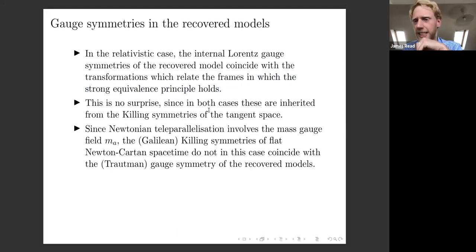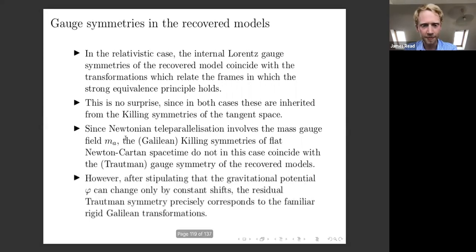In Newtonian gravity, the gauge symmetry of the recovered models is the Trautmann symmetry, which now doesn't coincide with the Galilean symmetry in which I get this fortuitous cancellation. The reason for that is that the Trautmann symmetry involves this extra object, the mass gauge field. And so we shouldn't expect it necessarily to coincide with the symmetries in which I have this cancellation between the gravitational effects and the inertial effects. But if I stipulate that the gravitational potential is constant, or at most can change only by a constant shift, which normally is not regarded as being physical, then your residual Trautmann symmetry coincides with the familiar Galilean transformations.